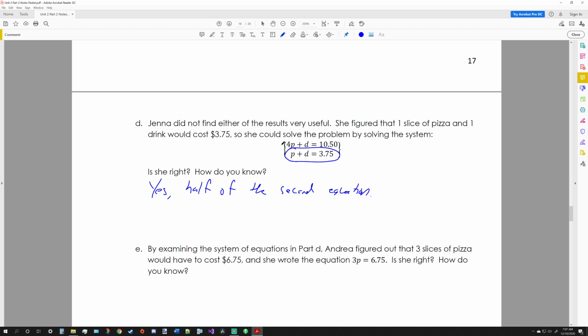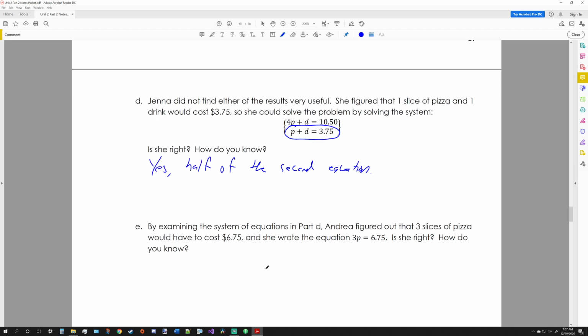Okay, so now looking at this new system, Andrea figures that 3 slices of pizza would have to cost $6.75. And she wrote the equation 3p equals 6.75. Is she right? How do you know? Okay, so where would she have come up with just 3 slices of pizza?